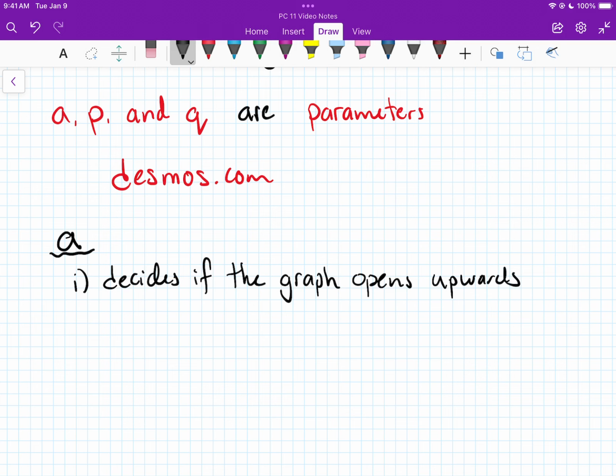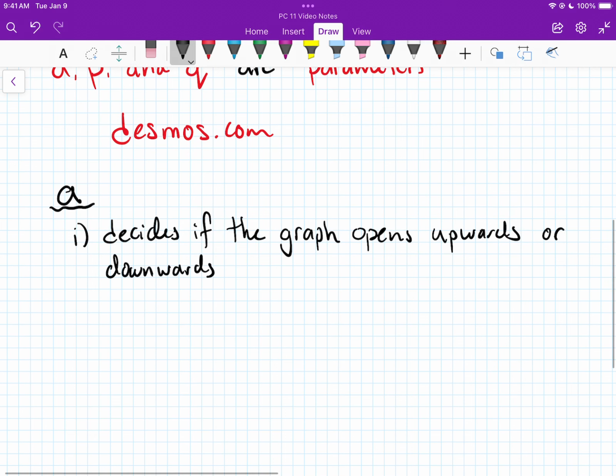And that is dependent on whether our a value is positive or negative. So a positive a value will open upwards, and a negative a value will open downwards. A also does something else, though. It affects the steepness of our graph.